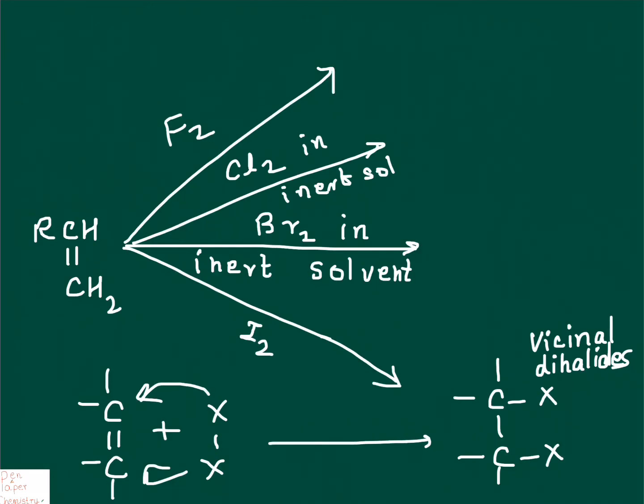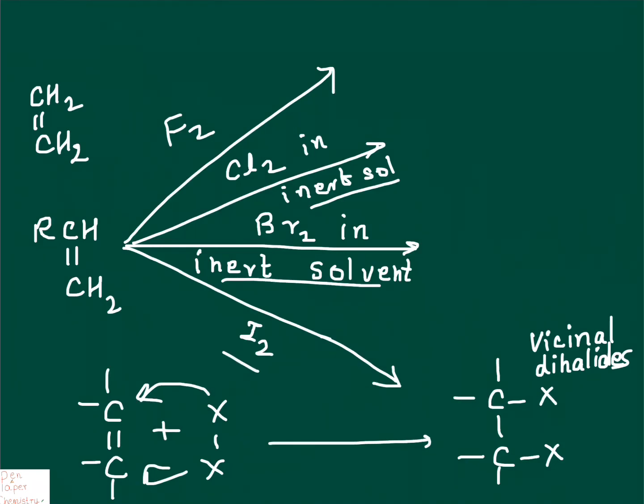You can do the reaction with any alkene. You can even start with CH2 double bond CH2 if that is the compound in your syllabus. I have tried to cover general study. You can customize it according to your curriculum. So the different halogens that I am taking up here are fluorine, chlorine, bromine and iodine, each in an inert solvent.